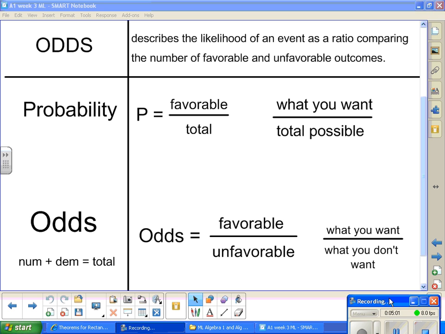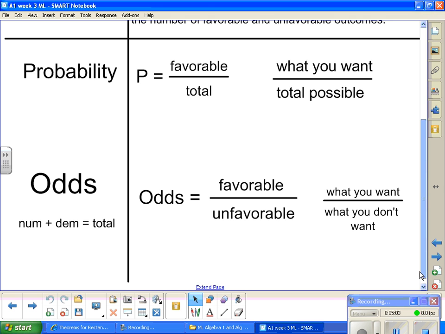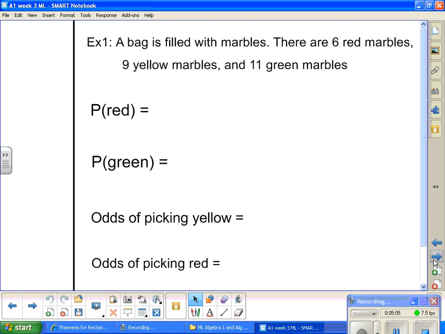Okay, so we'll do some examples. Example 1, a bag is filled with marbles. There are 6 red, 9 yellow, and 11 green. However you want to write that down, you need to write something down in your notes, because when you're doing your assignments, or taking your quiz at the end of the week, you can use this. If you don't write it down, many of you are not going to remember how to do it.